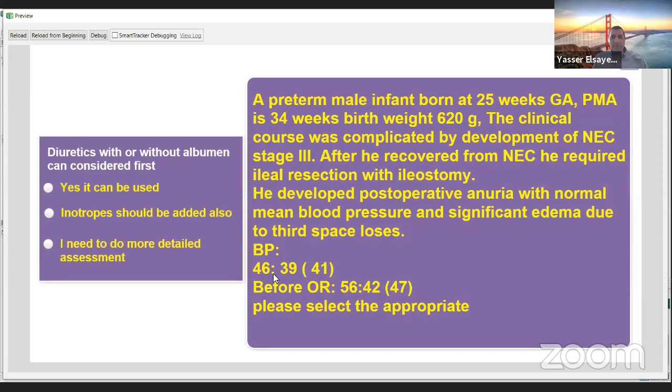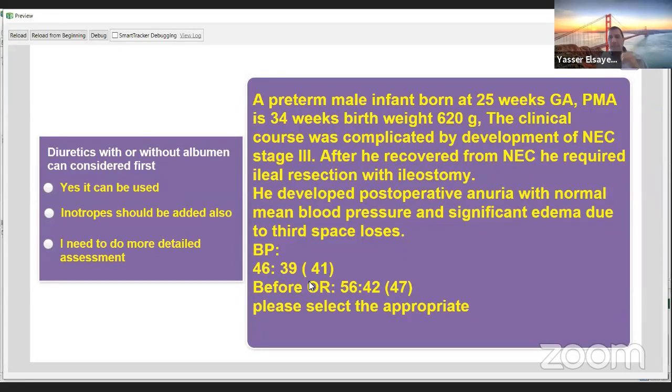So look at the blood pressure here. You have systolic of 46, and diastolic of 39, or almost 40. You have only 7 pulse pressure. For an infant with a corrected age of 34 weeks, so he's almost 9 weeks after birth, the pulse pressure should be more than 20 millimeter mercury. So you have very narrow pulse pressure here.